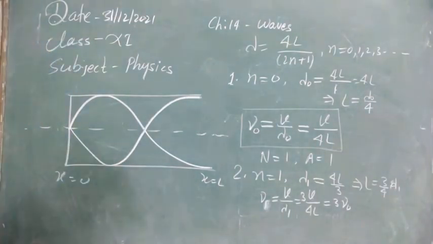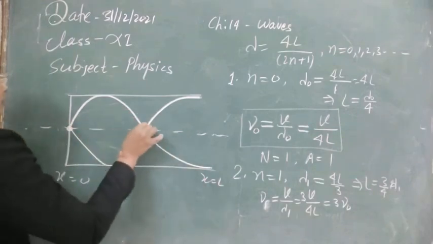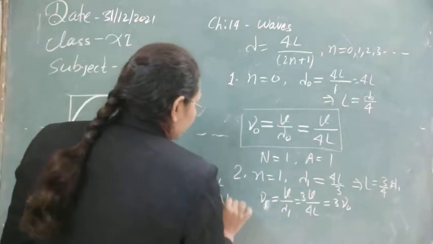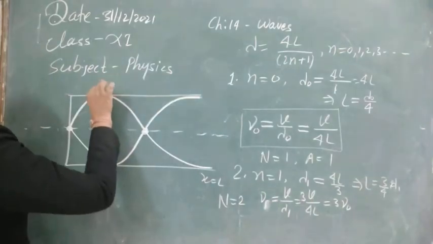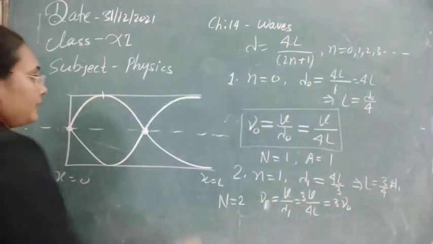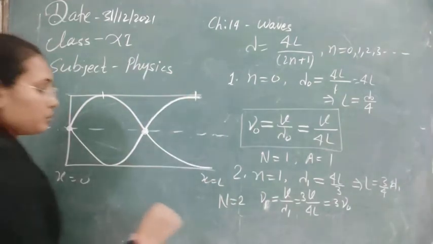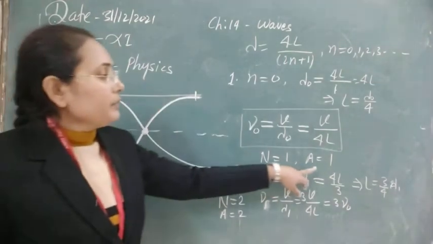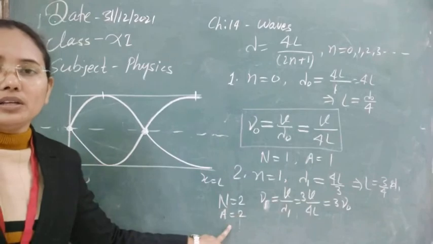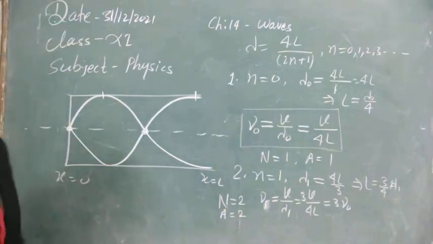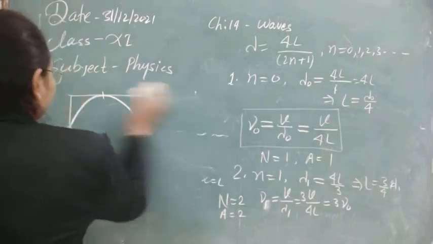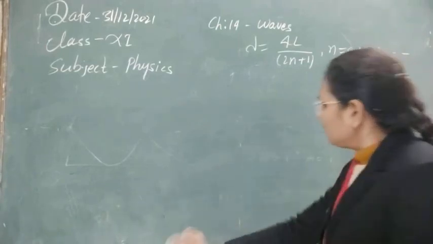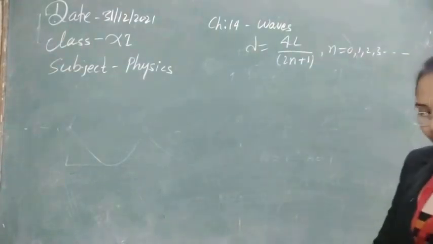Here you can see the number of zero displacement points is 2, so the number of nodes in this case is 2. The number of antinodes: this is a maximum displacement point and this is also a maximum displacement point. So 2 maximum displacement points, so antinodes are also 2. Here node and antinode are the same in number. Now let's do the treatment for n is equal to 2 and n is equal to 3. Then we can generalize our result after that.